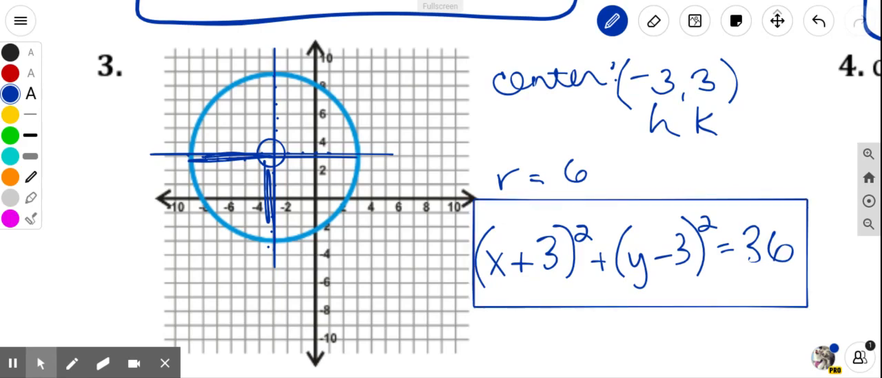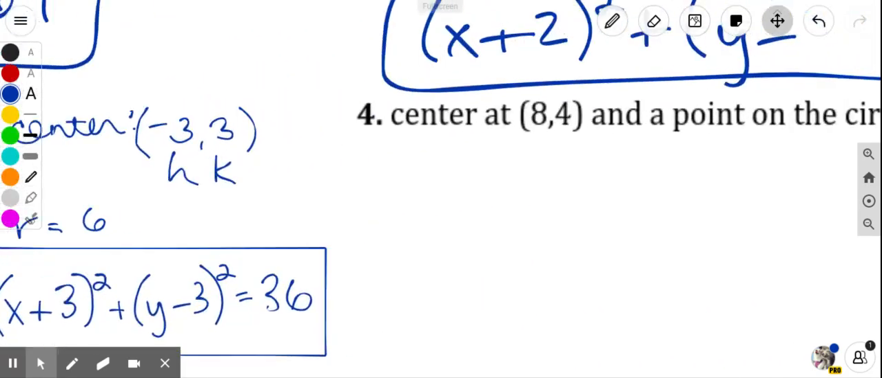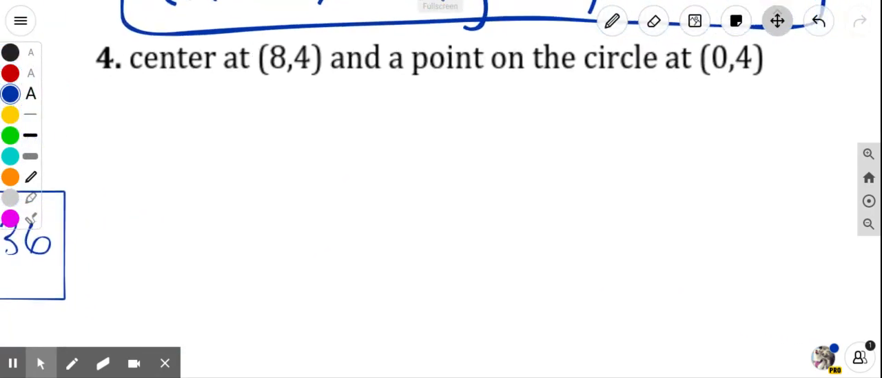Okay, that's number 3. One more of this type. So this one, I don't give you the radius. I give you the center and a point on the circle. So basically, you're going to use that to find the radius. Now, you can either do distance formula, or really, I should have even mentioned at the beginning, the equation of a circle is derived from the distance formula.